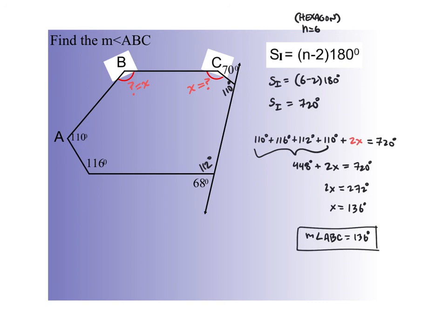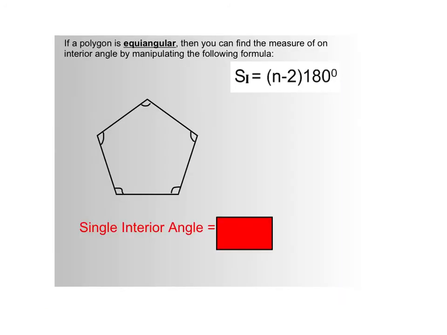All right, let's look at another example. Now if a polygon is equiangular, then you can find the measure of an interior angle by manipulating the formula that we know. So let's take, for example, we already know that for a pentagon, the sum of the interior angles is 540 degrees. Right? So each of these 5 angles, A, B, C, D, and E, the measure of those angles add up to 540. But what if they're all the same?